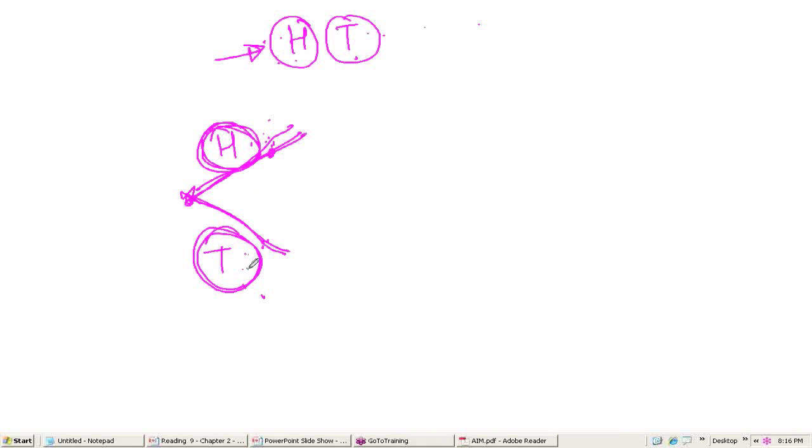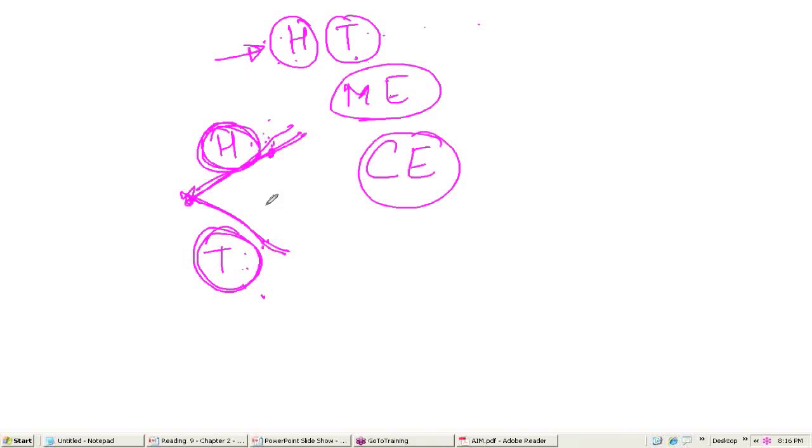These head and tail are called mutually exclusive, but they are collectively exhaustive. Collectively exhaustive means they are covering the entire sample space. So these are the only two scenarios possible.